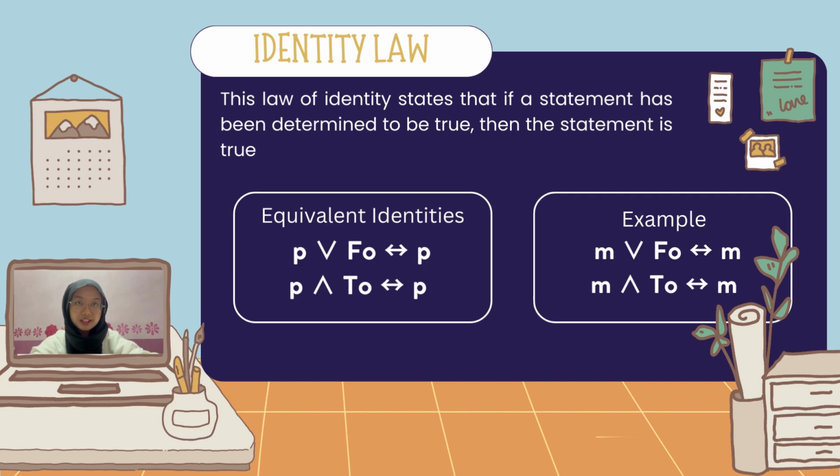So next is identity law. This law of identity states that if a statement has been determined to be true, then the statement is true. For equivalent identities, there are two. The first is P or contradiction is equivalent to P. Next is P and tautology is equivalent to P. For example, M or contradiction is equivalent to M, and M and tautology is equivalent to M.